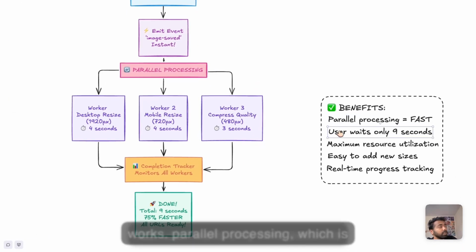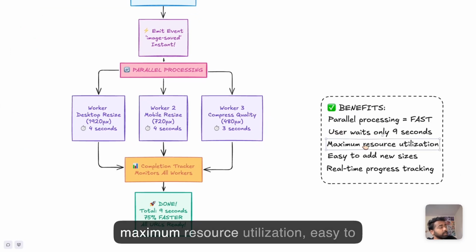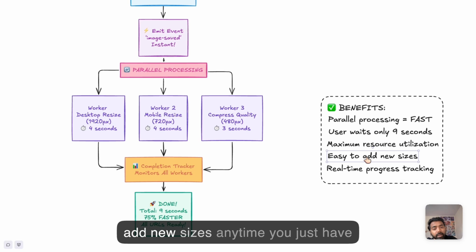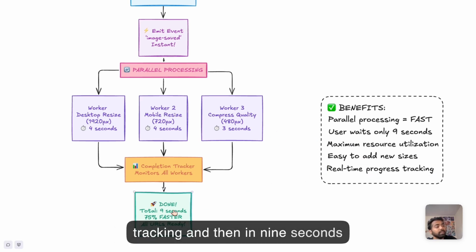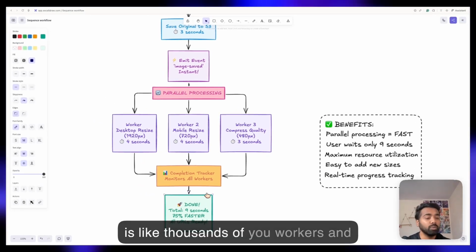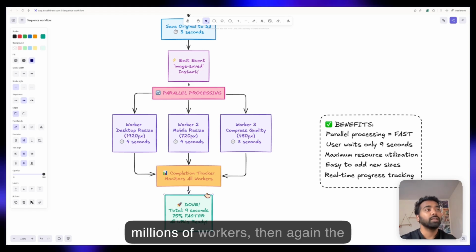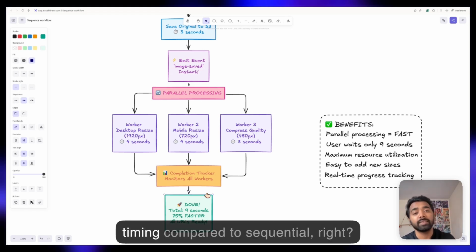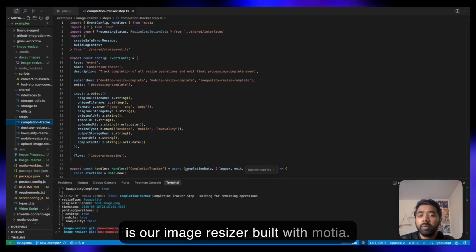And then your completion tracker is there to monitor all your work. So parallel processing is fast, the user waits only 9 seconds, maximum resource utilization, and it is easy to add new sizes anytime. You just have to add a worker, with real-time progress tracking, and in 9 seconds everything is done, right? If there are thousands or millions of workers, then again the timing is reduced compared to sequential, right?